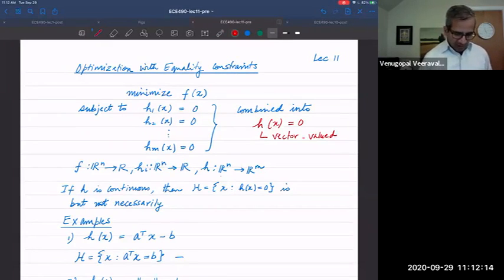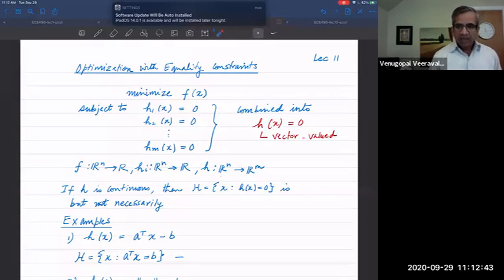Okay. So the function is Rn to R, real valued. Each of the hi's are real valued, and if you combine them into a single h, that will be sitting in Rn. Now, h is continuous. Then the constraint set, let's denote that constraint set by a script h, which is all the x's for which the constraints hold, h(x) equal to 0. This set is a closed set.